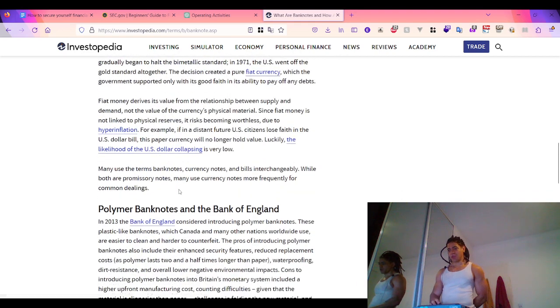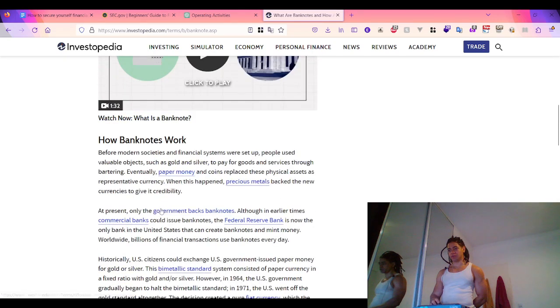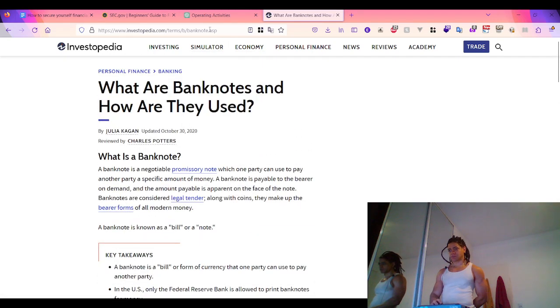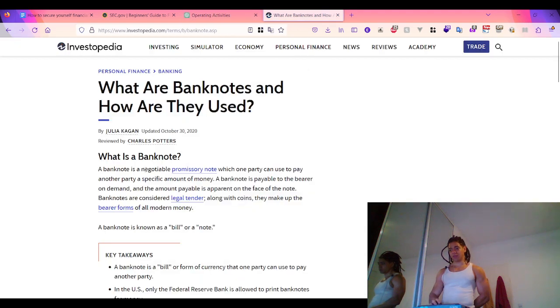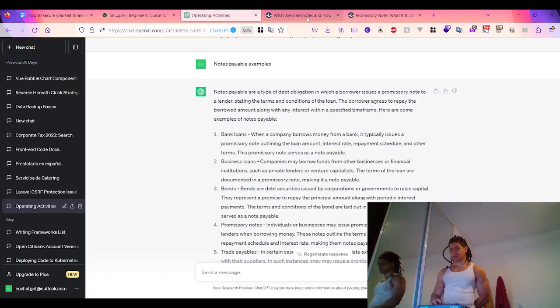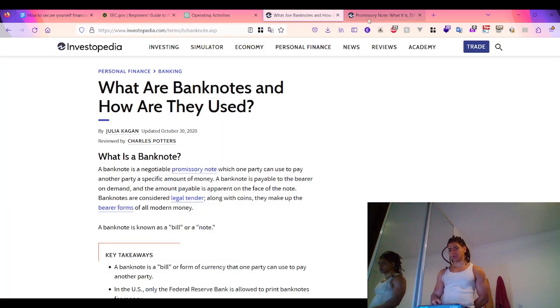Okay, but they add this polymer banknotes. But in any case, bank loans are different from bank notes, because at the end of the day, these are notes payable, and a bank note is a negotiable promissory note. Very, very interesting.